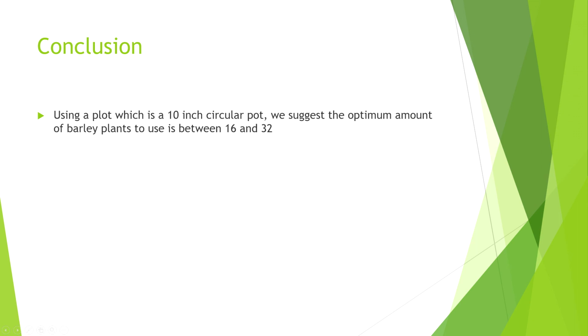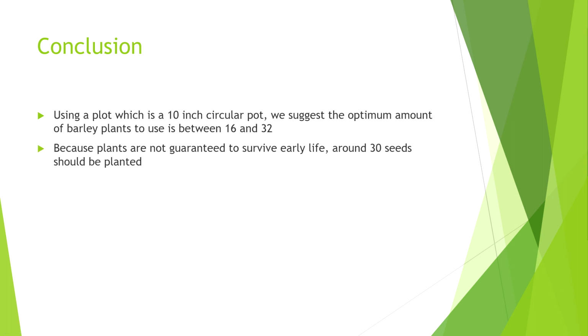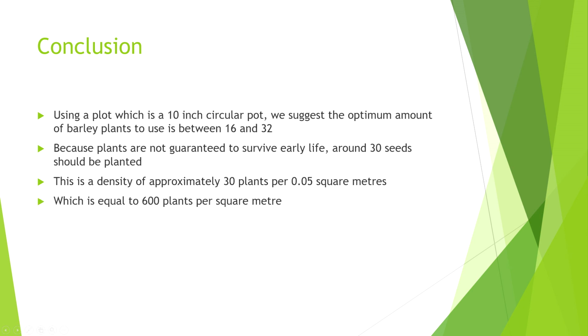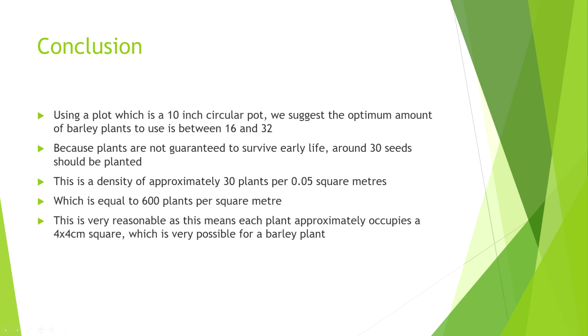Given a 10-inch circular plot, we would suggest between 16 and 32 plants per plot as the optimum population density. Since plants are not guaranteed to survive early life, we suggest that around 30 seeds should be planted. This gives a density of 30 plants per 0.05 square metres, which equates to 600 plants per square metre. These results appear plausible, as each barley plant would take up a 4 cm by 4 cm square.